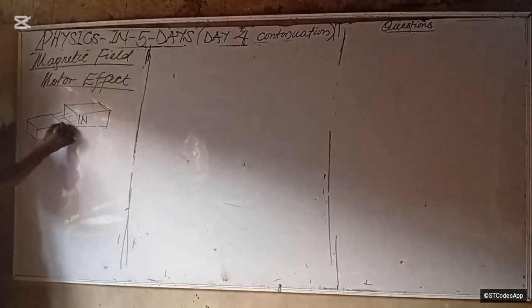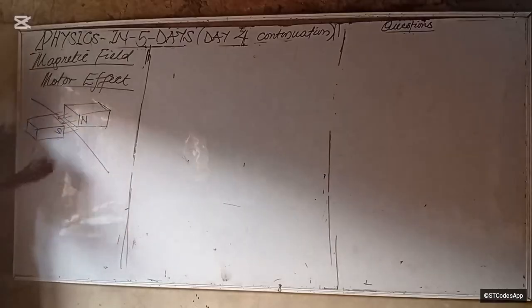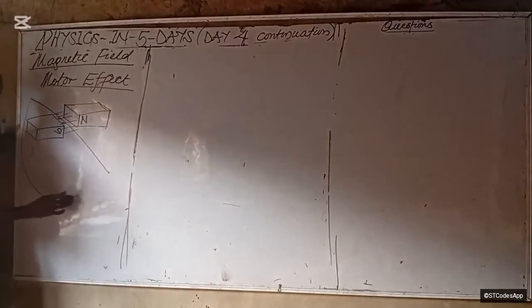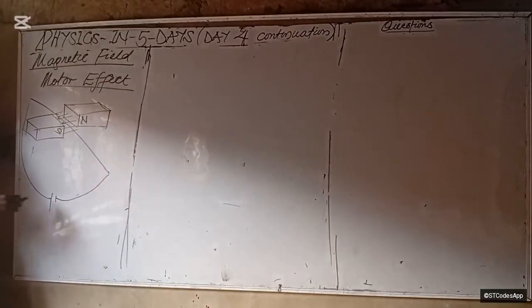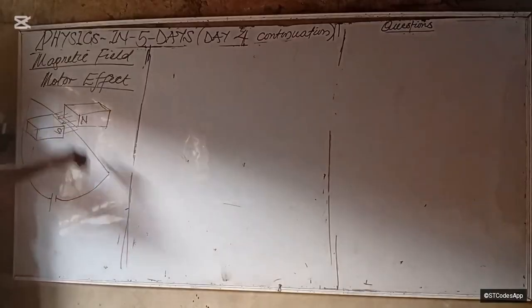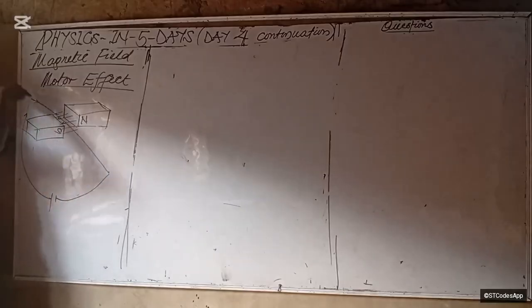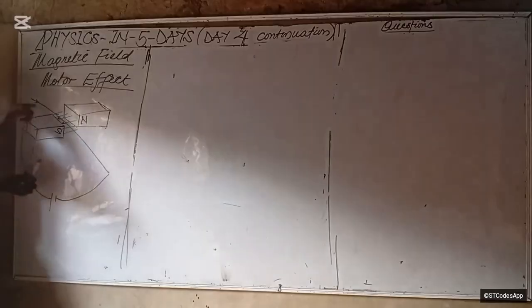Now, if a conductor were placed here and connected to a power source, it means current is flowing through it, right? In what direction is it coming from here, downward or upward? Downward, good. So this is the direction of current.